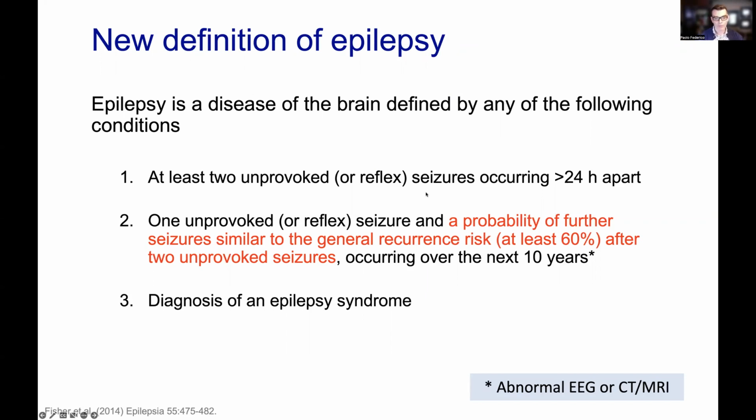The second is a little bit more difficult definition, but I'll simplify it momentarily. But it reads, one unprovoked or reflex seizure and a probability of further seizures similar to the general recurrence risk of at least 60% after two unprovoked seizures over the next 10 years. What this really means is a person can be diagnosed with epilepsy if they have one unprovoked seizure and a diagnostically abnormal test, such as an abnormal EEG, CT, or MRI, which suggests that they may have a tendency towards seizures that presented itself for the first time. Third is a diagnosis of an epilepsy syndrome based primarily on the clinical features and history of the patient.